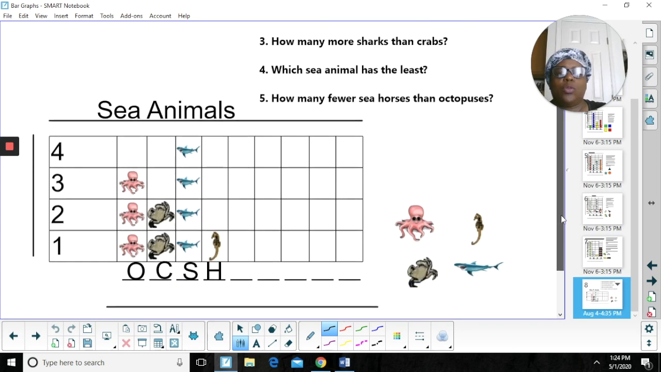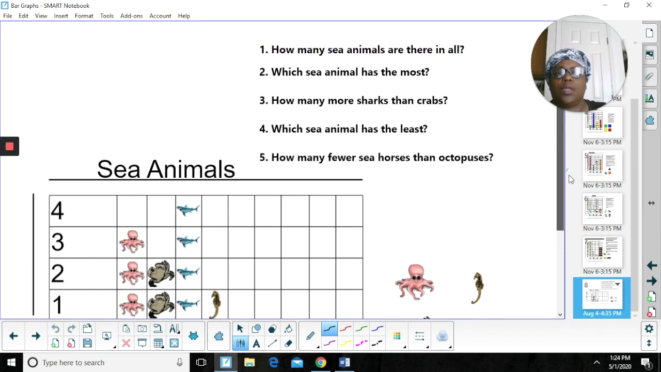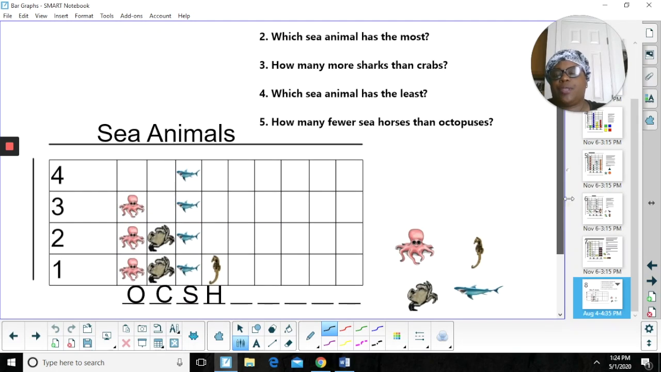Now this time we're going to look at a graph. This is another bar graph, and this bar graph is about sea animals, okay? Sea animals. And let's preview our graph first. We see we have our numbers going up the side here, and at the bottom, these are our categories. And once again, we will not be able to write out the entire word. We're just going to include the first initial or the first letter in the word. So these are what? Octopuses, right? And then we have crabs, and then we have sharks, and we have a seahorse. Okay?